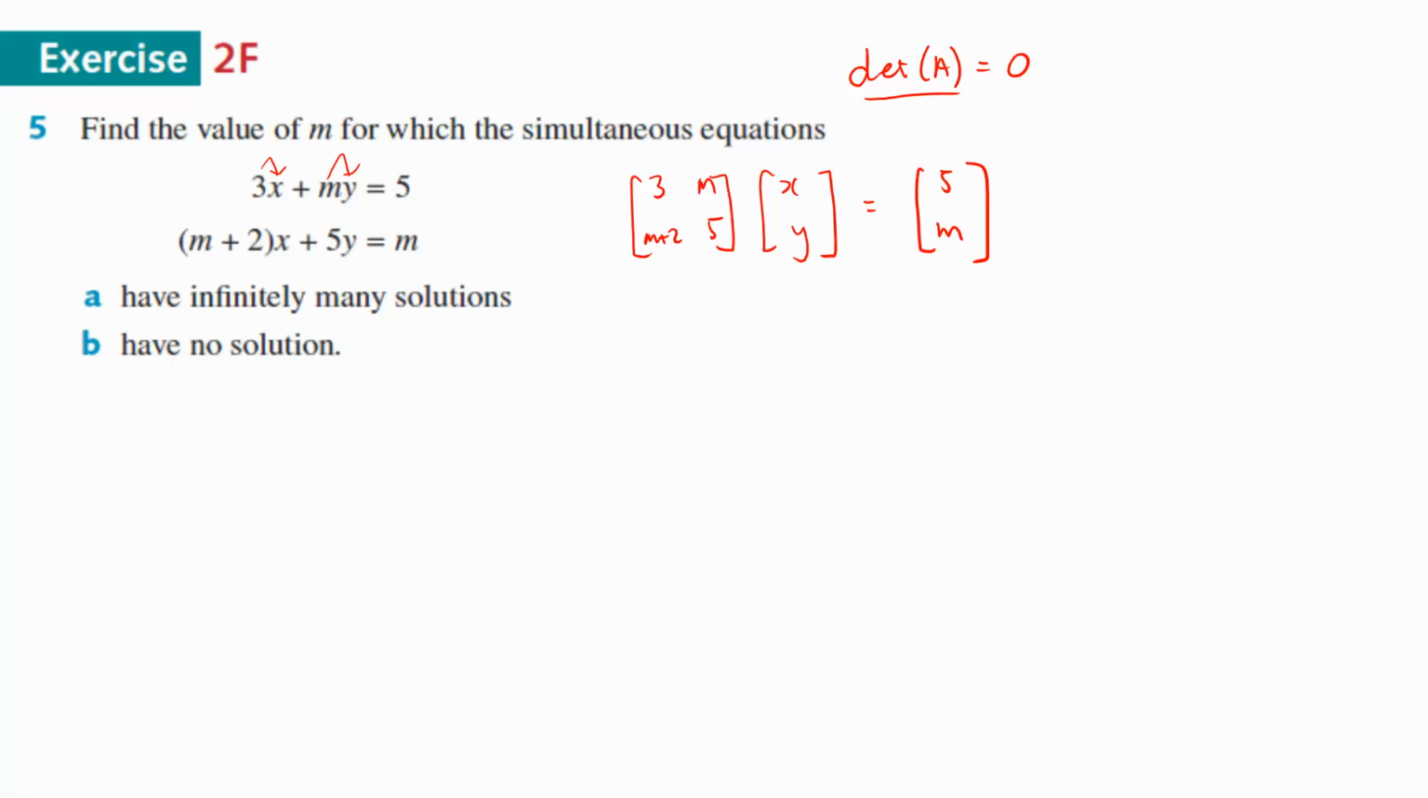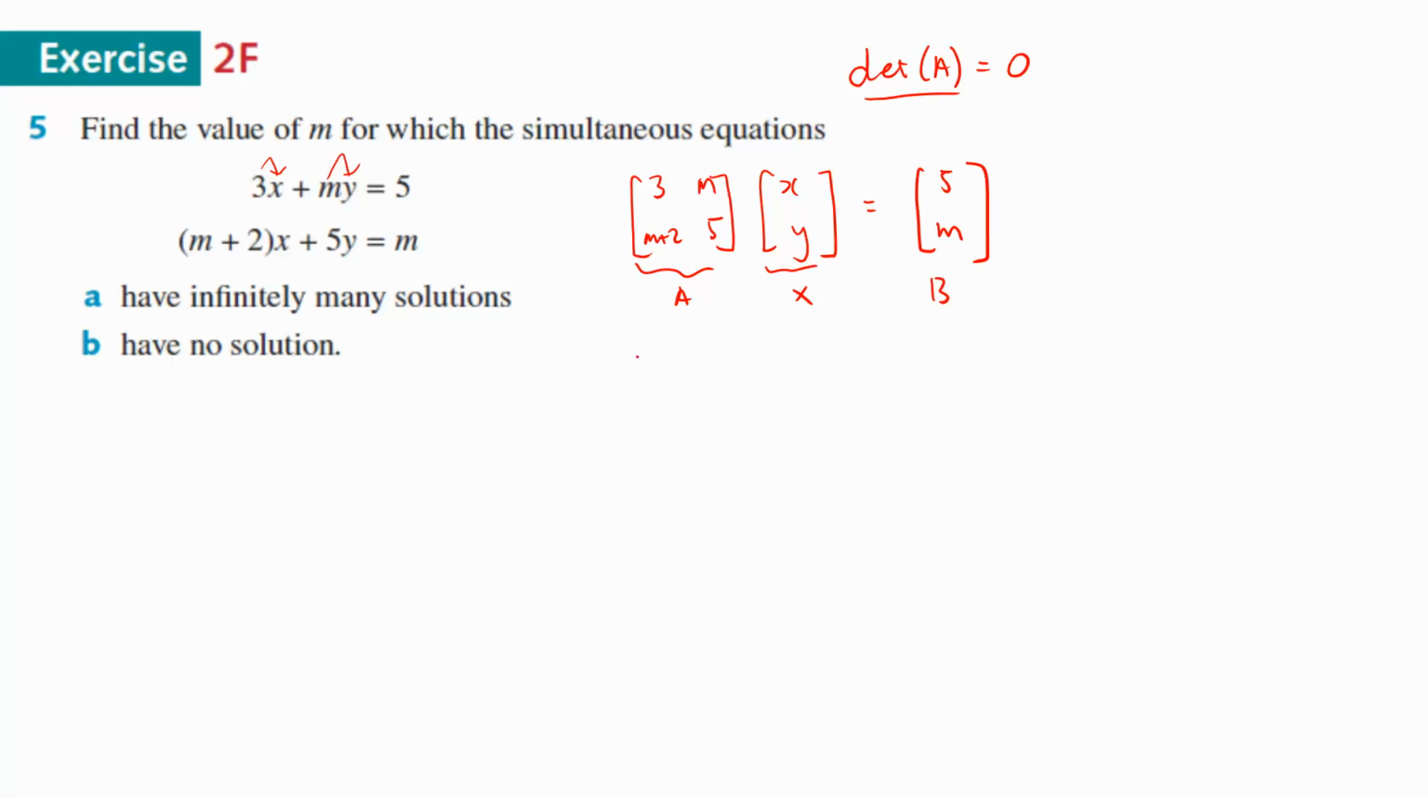Good? Okay, so now you've got your matrix multiplication. The first step is you're saying, well, you want the determinant of A to equal to 0. That's the only way for you to have infinitely many solutions. Now, if this is your matrix A multiplied to matrix X, that gives you matrix B.